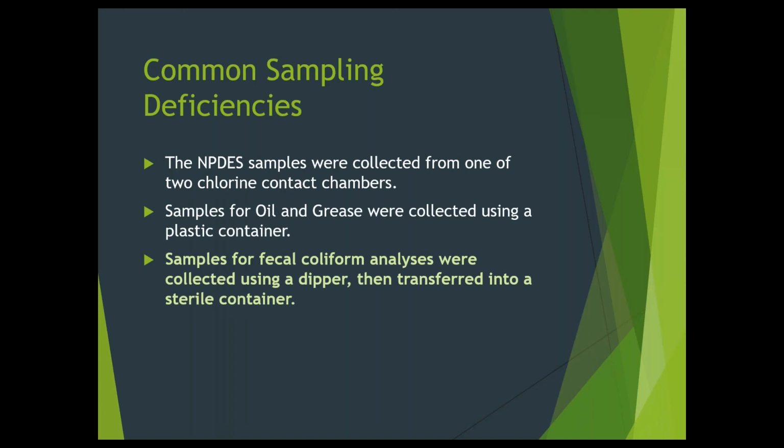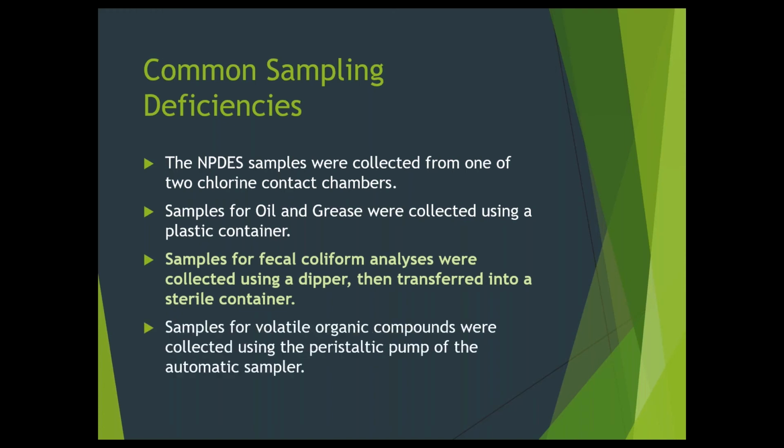Fecal coliform, you can't collect it using a dipper and then transfer it into a sterile container. You can't do that. You want to collect it in the container that the lab gave you that they're going to accept. Now, if you have preservative that's separate and you have sterile containers, you can always use the dipper and fill up your container and then add your preservative after and cap it, but you're not transferring from one container to the next. Samples for volatile organics were collected using a peristaltic pump. You can't do that. Volatiles are collected directly in the container.